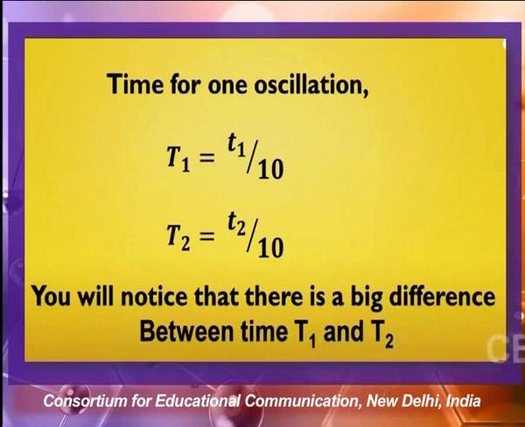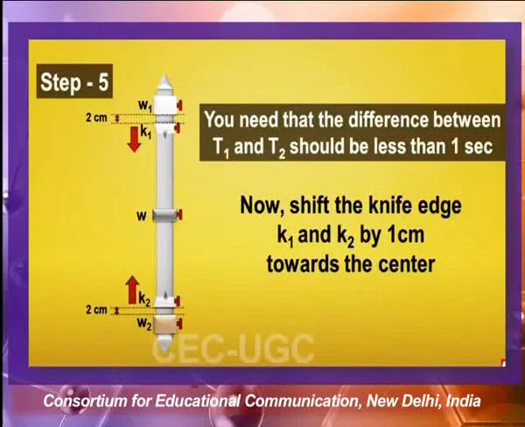You will notice that there is a big difference between T1 and T2. You need the difference between T1 and T2 to be less than 1 second. So we check the value of T1 minus T2; it must be less than 1 second. If it is less than 1 second, that means we will get the value of g approximately 9.8. So now shift the knife edges K1 and K2 by 1 centimeter toward the center.